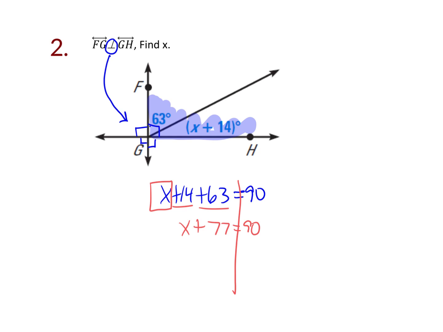Then Brady, what's the last step here? You subtract 77 from 90. Subtract 77 from 90. X is equal to how much, class? 13.